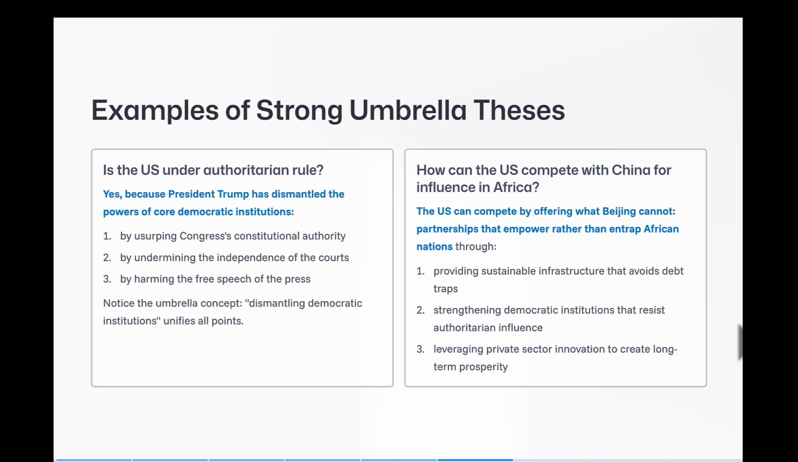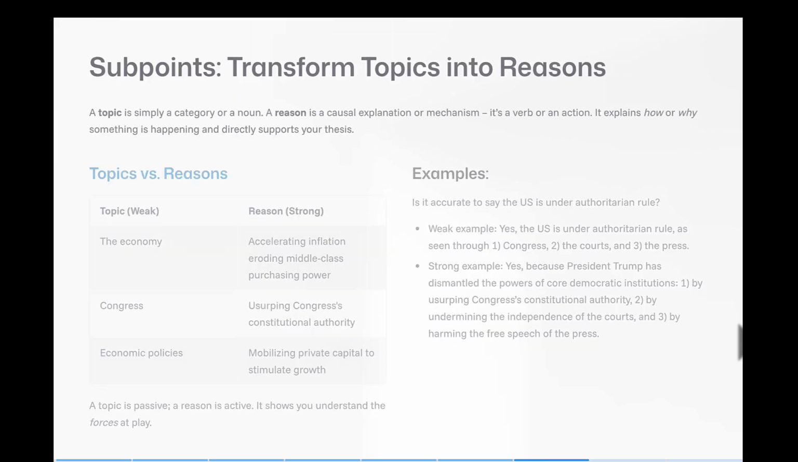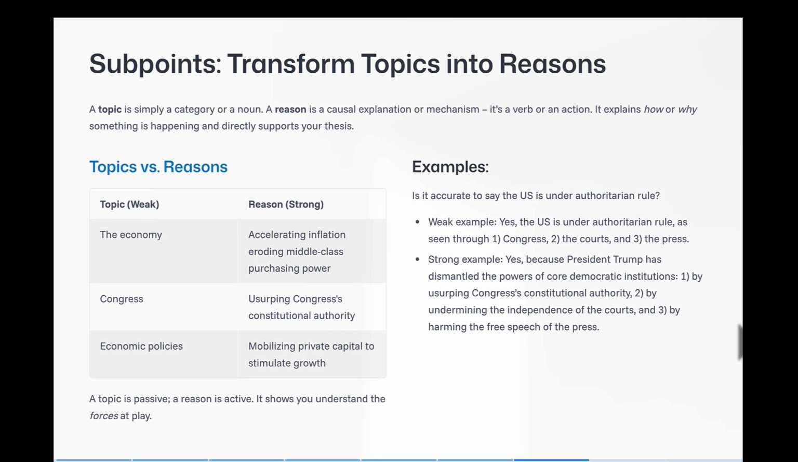So that's what you want to do. This is how you get that really stellar version of a thesis that's going to stand out. And I know this is going to feel hard at first, but just know that if you give us a thesis without that umbrella, that will not be meeting our standards. If you give us subpoints that aren't really developed into reasons, that also won't be meeting our standards. So let's talk about that part, which is transforming subpoints from just vague topics, which is a classic novice mistake I see all the time, into actually developed reasons.